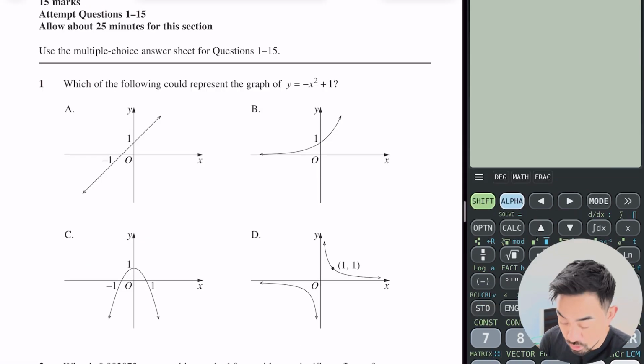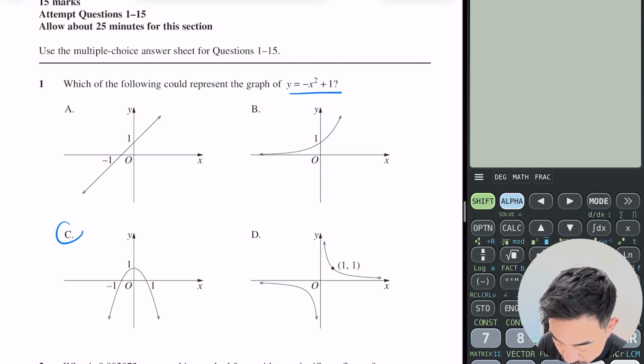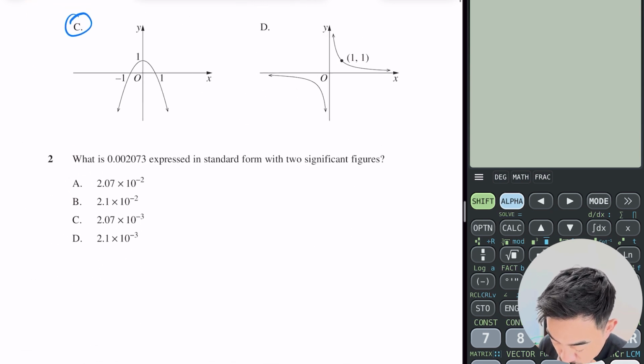All right, question 1. Which of the following graphs could represent minus x squared plus 1? Well, that's obviously a parabola. Then there's only one parabola here, so that has to be C.